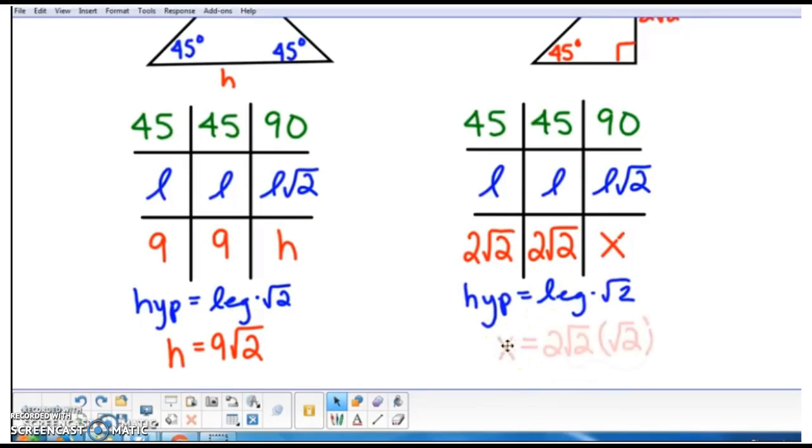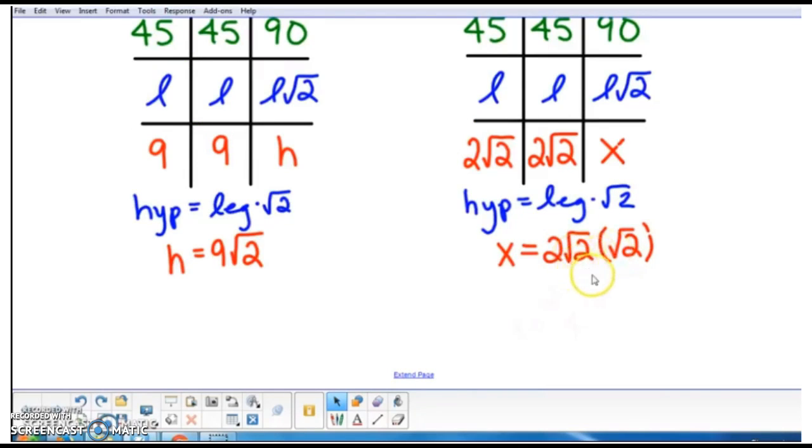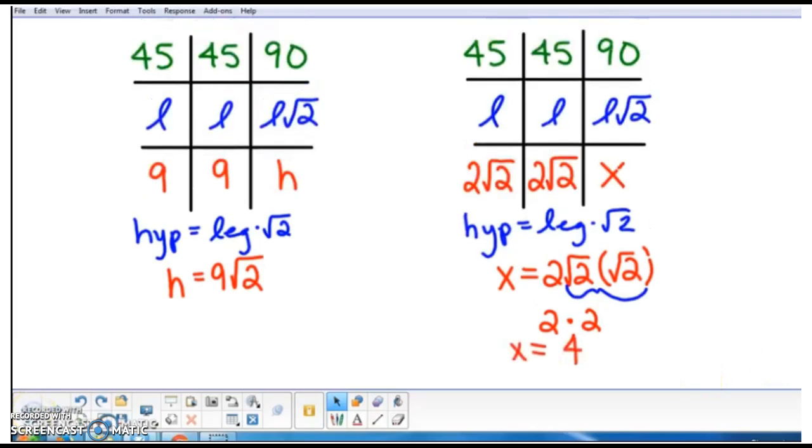X is equal to 2 root 2 times root 2. Notice this is my leg brought straight down, and this is the root 2 brought straight down. Next, I'm going to multiply the root 2 times the root 2, because we know that root 2 times root 2 is the root of 4, which is 2. So now I have 2 times 2, which gives me 4. Both of these examples are helping us find our hypotenuse when we knew both of our legs.